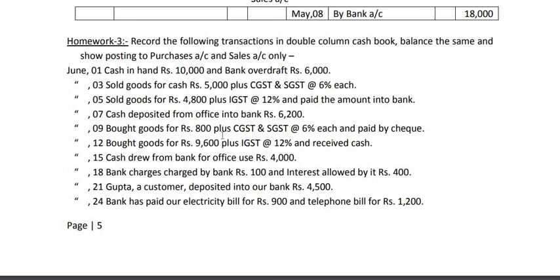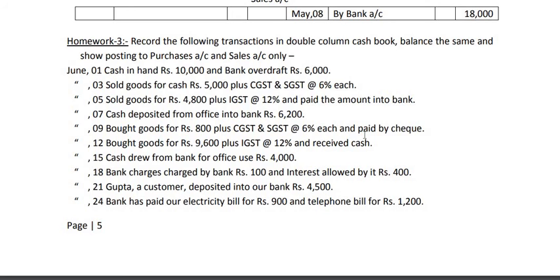So we shall write in the debit side to cash in bank column and by bank in cash column 6200. Then bought goods for 800 plus CGST, SGST 6% each and paid by cheque. All the three entries will come in the credit side: by purchases, by input CGST, by input SGST, all will come in the bank column because cheque is issued.